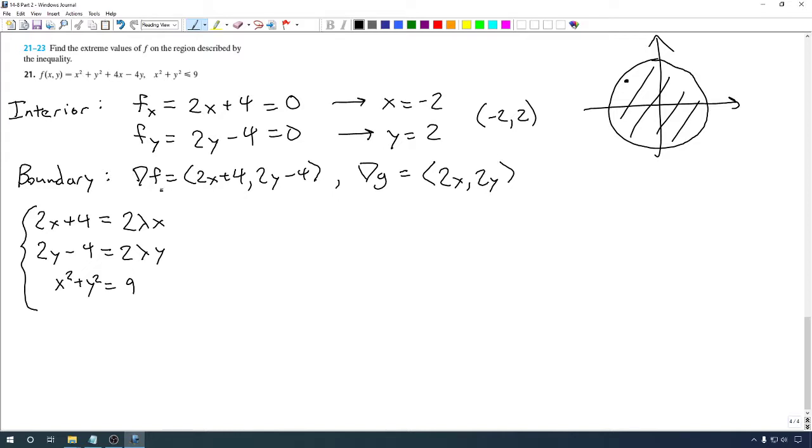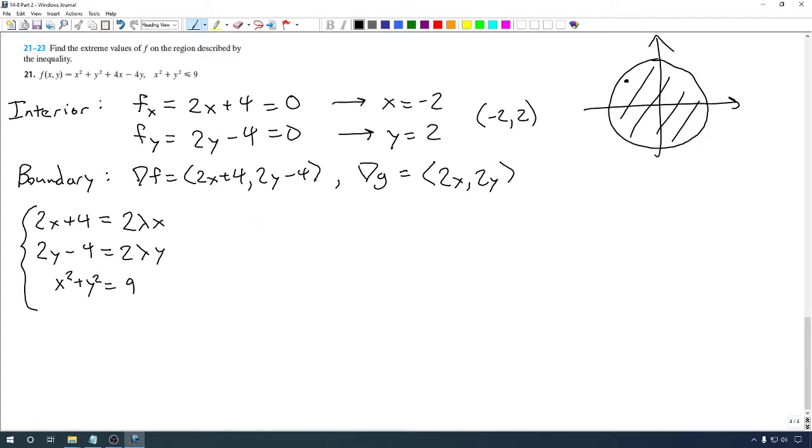Now, if we move stuff around, I'm going to take both of these first two equations. I'm going to move everything with x's and y's to one side and the constants to the other side. Before I even do that, let's just divide those equations by 2.